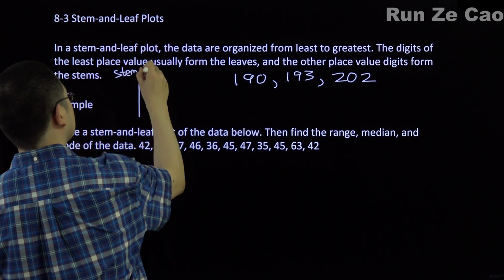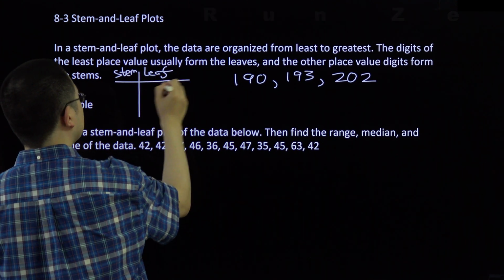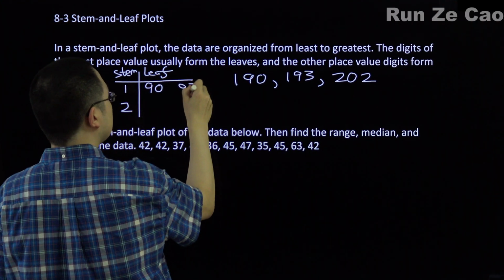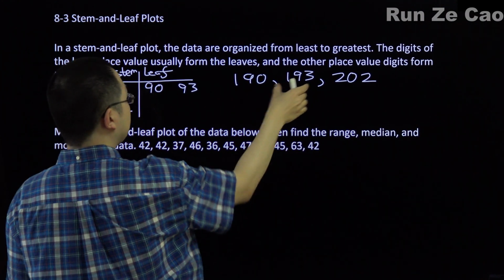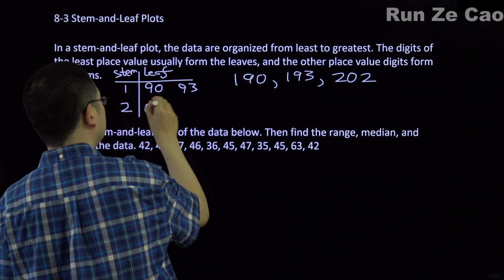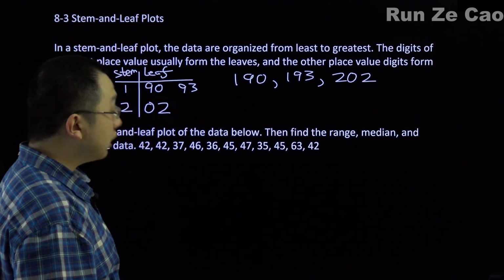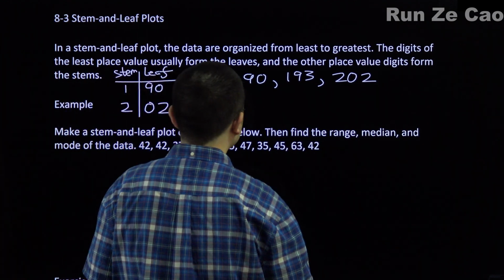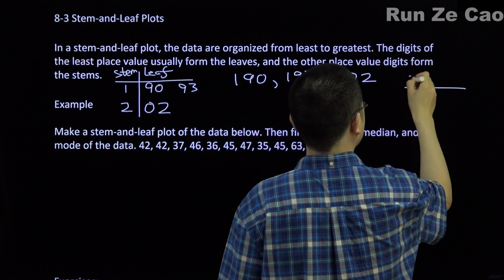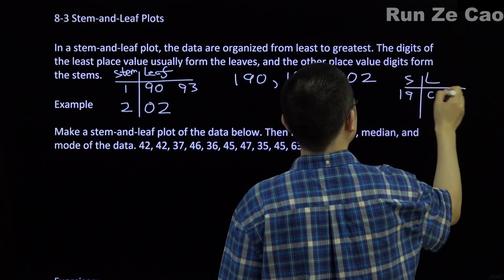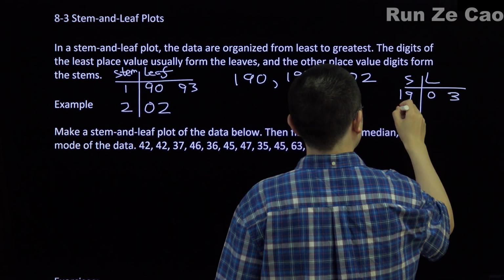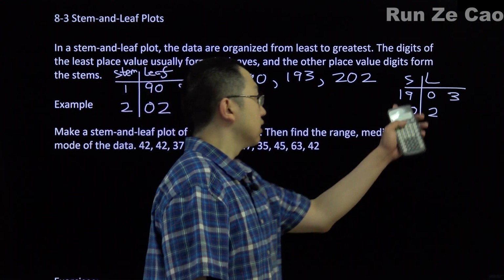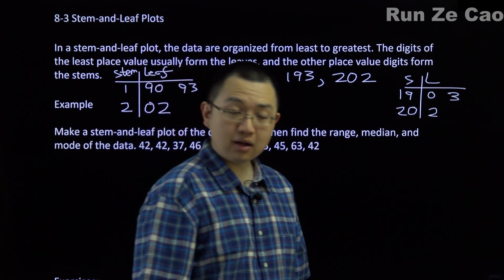Stem, leaf. You can organize them with the stem being 1 and 2, and you got 90 and 93. So in other words, the 190 comes here and breaks up. 193 also breaks up. 202 would be here. Or you could go for stem 19 and leaf 0 and 3. So like this: 19, 0, and 3 at the end. And for 20, you got 2 at the end. Well, actually, this is the 190s and the 200s.